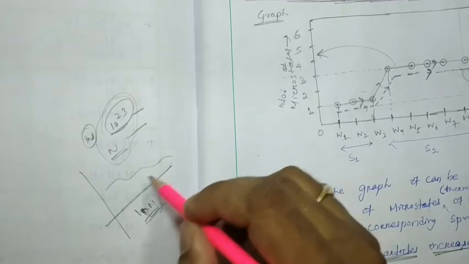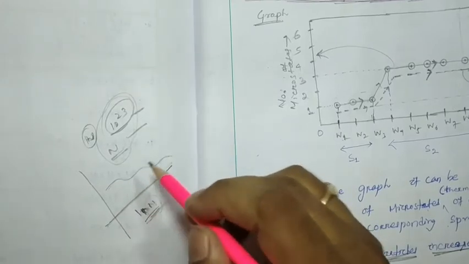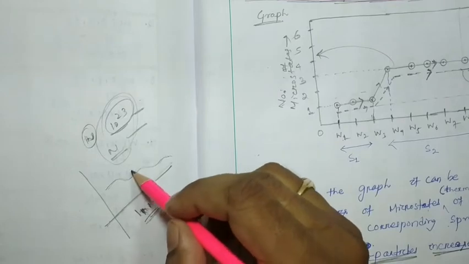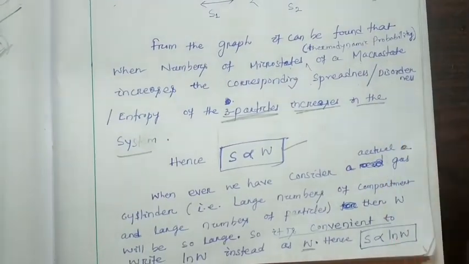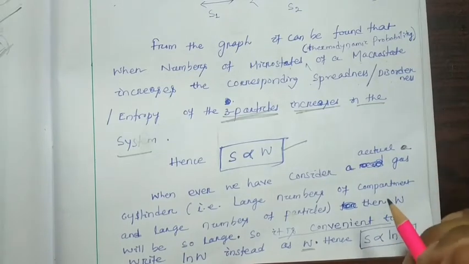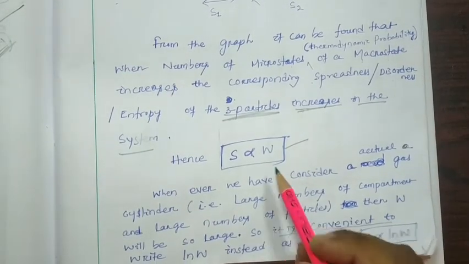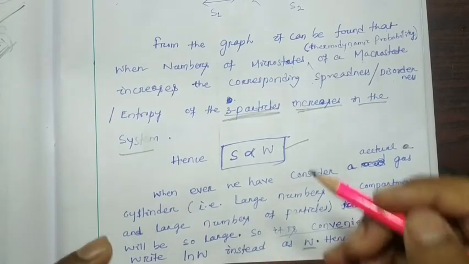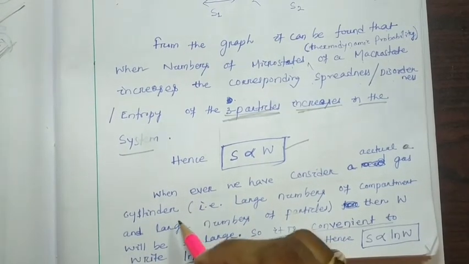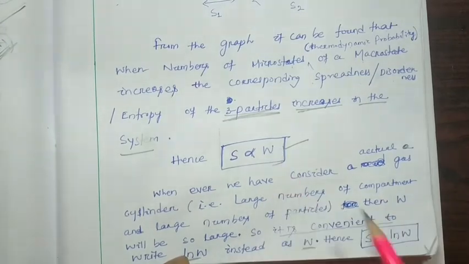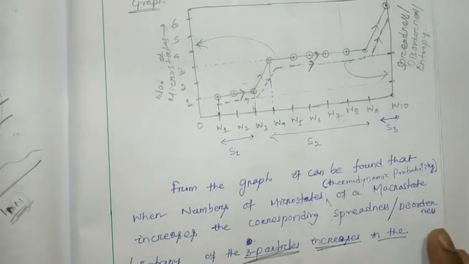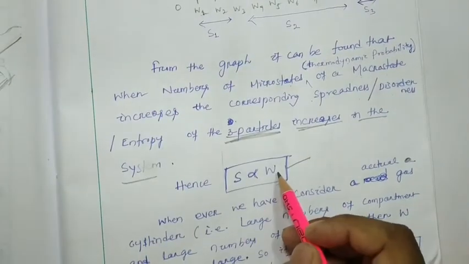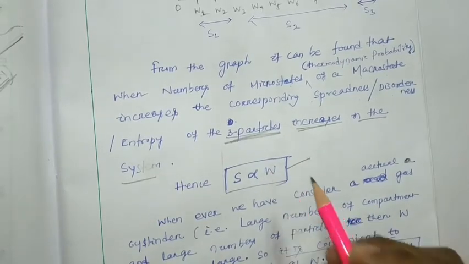If we take log, then the distinct variation in the graph can be easily extractable. So just remember, whenever a large number of particles is considered, instead of writing those numbers, we have to write ln of that number. So ln W instead of writing W, so S is proportional to ln W. Here we conclude that entropy is proportional to the thermodynamical probability, or the so-called number of microstates.